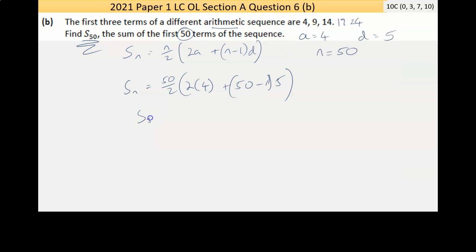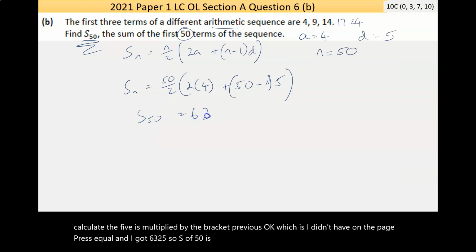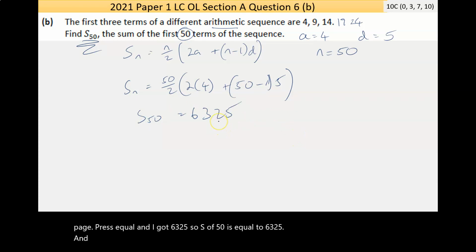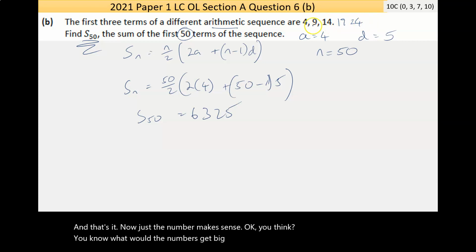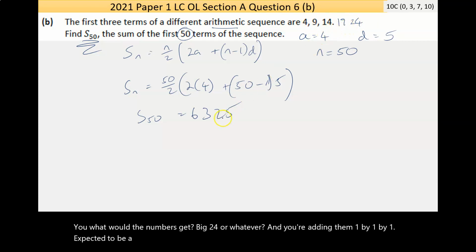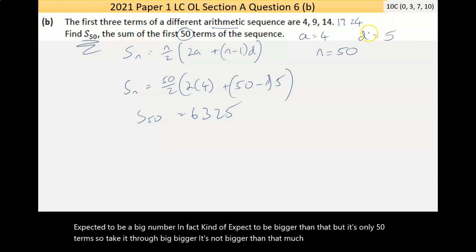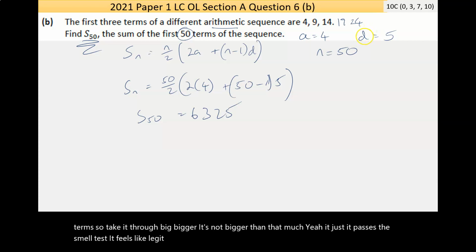So S of 50 is equal to 6325. And that's it. Now, does the number make sense? You think, the numbers would get big, 24 or whatever, and you're adding them one by one. You'd expect it to be a big number. In fact, I kind of expect it to be bigger than that, but it's only 50 terms, so think it through. It's not getting that much bigger. Yeah, it passes the smell test. It feels like a legit answer. And that's part B.